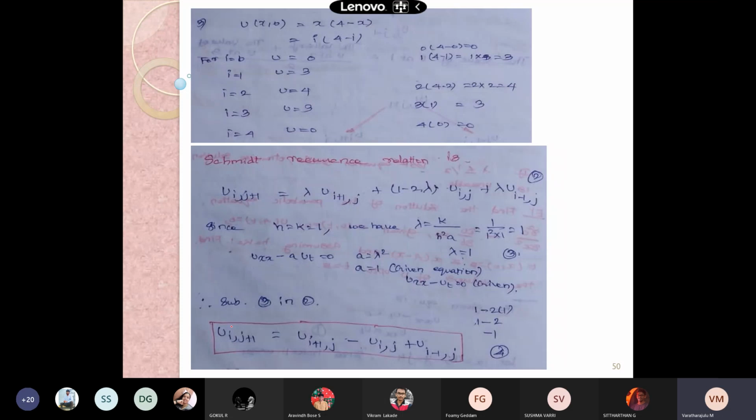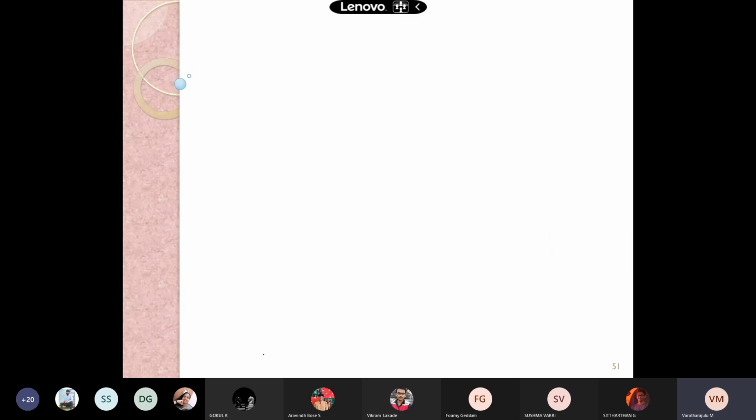This is the essential equation to find U(i, j+1). This is equation number 4, essential to find the unknowns.